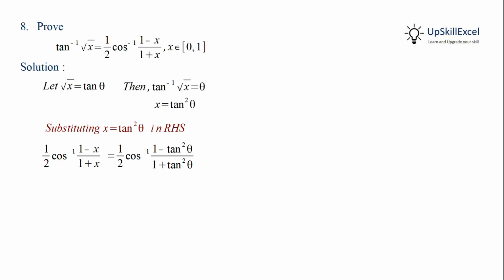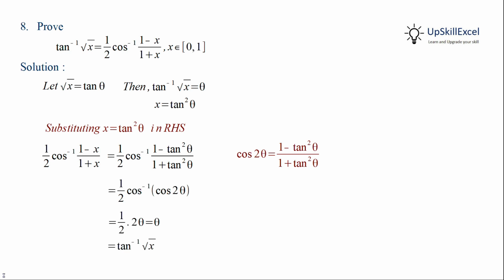Substituting x is equal to tan square theta in the right hand side, we get half of cos inverse of (1 minus tan square theta) by (1 plus tan square theta). Now we already know that (1 minus tan square theta) by (1 plus tan square theta) can be written as cos 2 theta. Substituting this and simplifying it, we get equal to theta, which is same as equal to tan inverse root x.